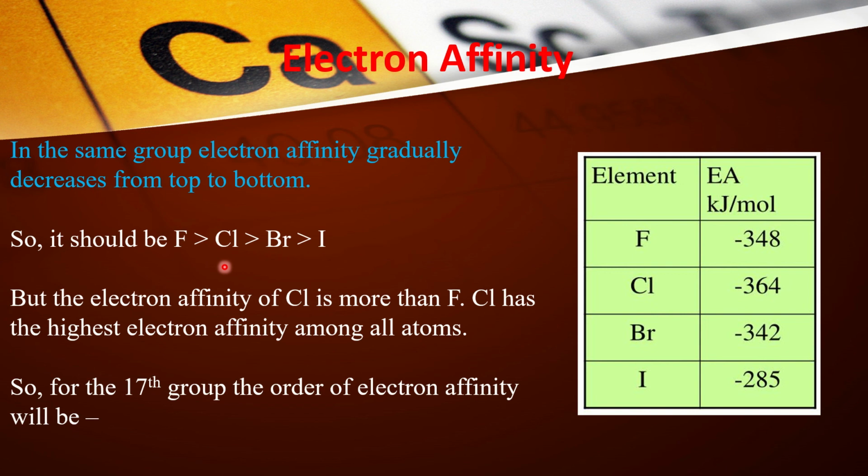So for the 17th group, the order of electron affinity will be fluorine, chlorine, then bromine, then iodine. Fluorine has electron affinity, but chlorine is more than fluorine and it is also more than bromine. So chlorine has the highest electron affinity in the 17th group.